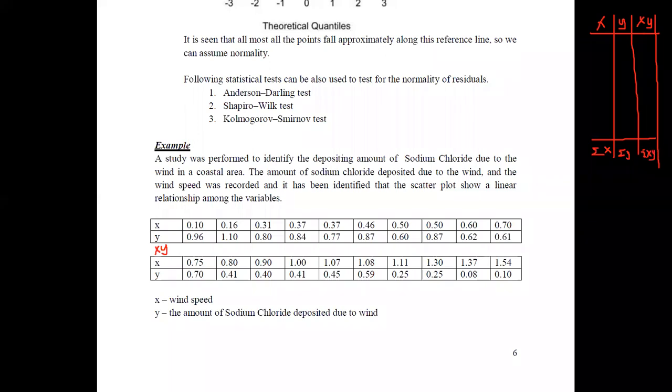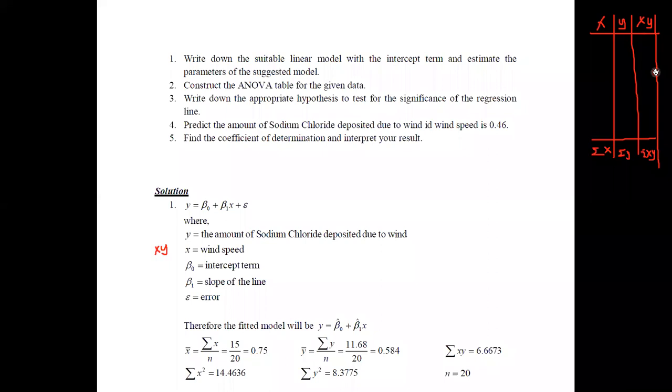These are the things that we need to identify once the data set is given, prior to the other calculations. First we need to obtain this column, because we need the multiplications of the xy paired values. Then we can get their summation according to this data set. The summation of xy was obtained as 6.6673.